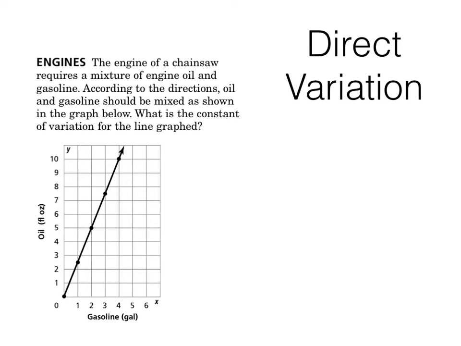So the constant of variation, let's start by thinking about what do we know about a direct variation. Well, we know the equation is y equals k times x. We know that it goes through the origin (0, 0), which often makes sense for a real-world application because if I had 0 ounces of oil, I would be mixing it with 0 ounces, or gallons, excuse me, of gasoline. So that only makes sense that (0, 0) fits there. What else do we know?